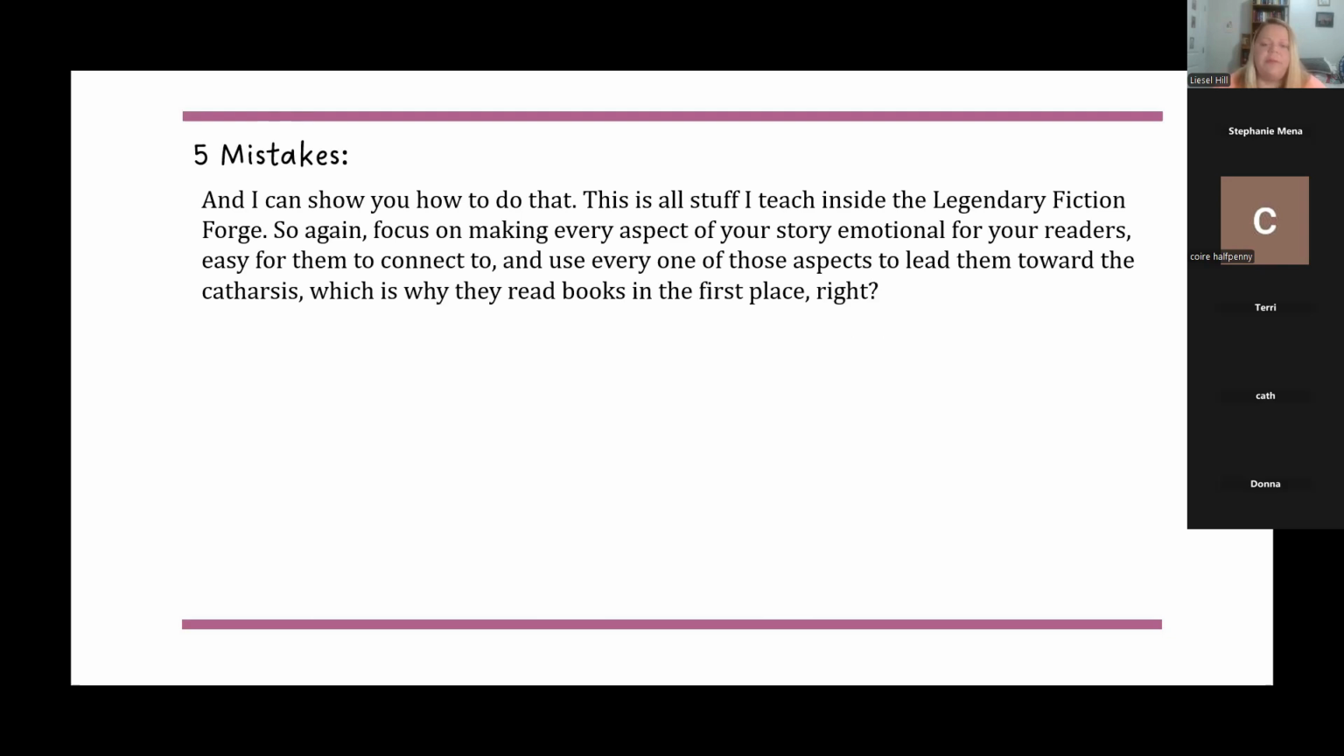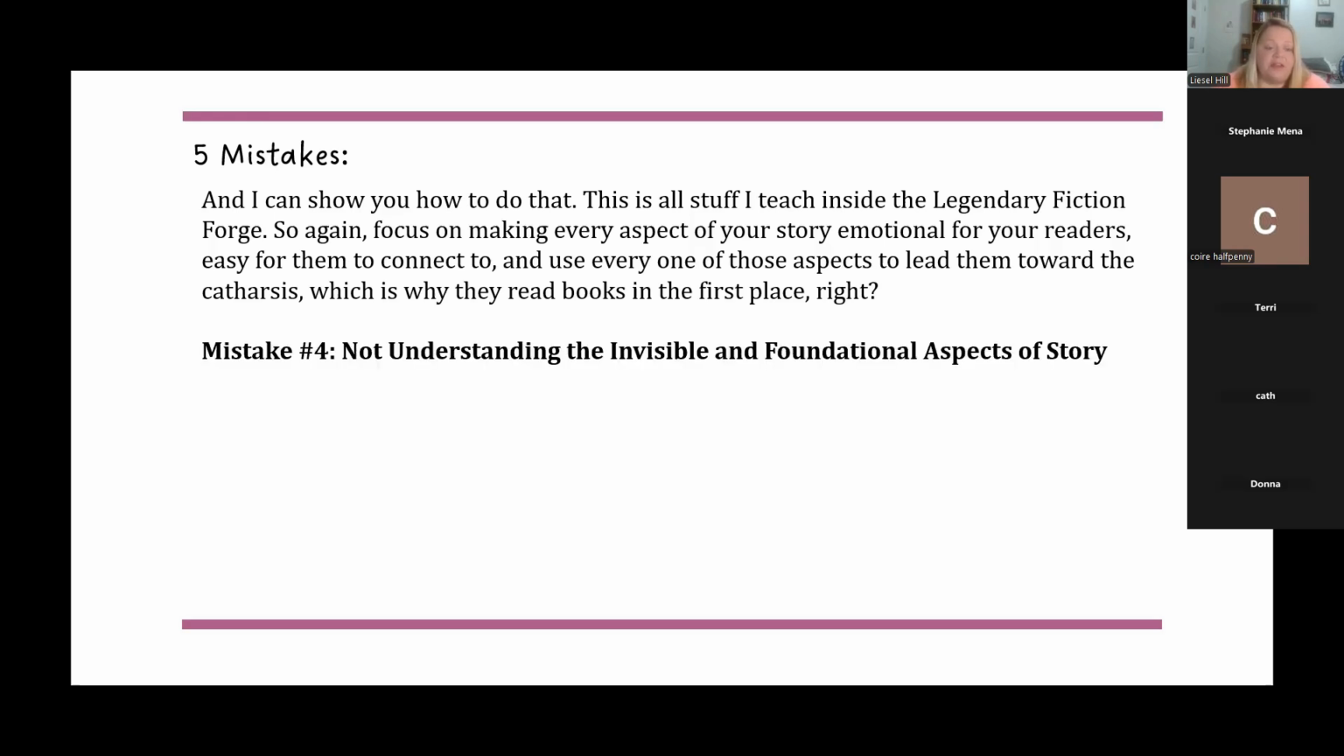So again, just focus on making every aspect of your story emotional for your readers, easy for them to connect to, and use every one of those aspects to lead them toward catharsis, which is why they read books in the first place, right? So I know this is a lot to process, but the point is, it's not about what genre you're writing. It's not about what tropes you're writing. It's not about what happens in your story. All of that is unique to you, and you are going to figure out what your story is. But then it's putting in these elements so that no matter what happens in your story, your reader will connect with it because you're making them feel something, right? And that is what you need to focus on.